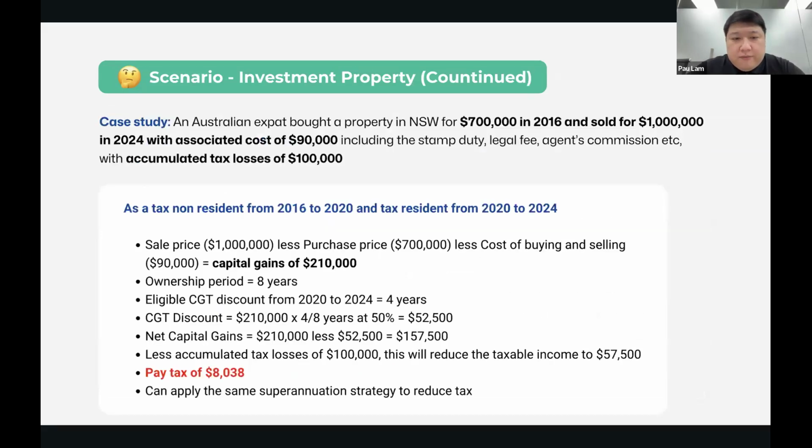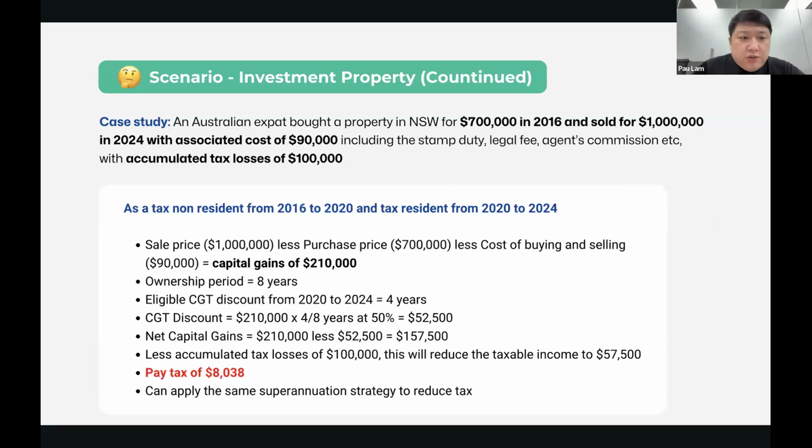All right, let's have another scenario. Let's say this is still an investment property, the same situation, 70K. That's how much you bought it for. You're selling for 1 mil with a cost of 90K, tax loss of 100K, etc. But you are a part year resident and a part year non-resident.